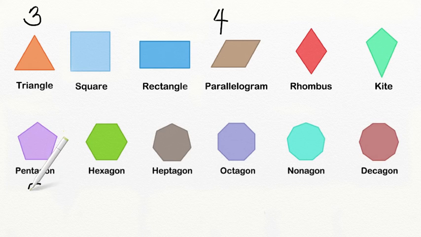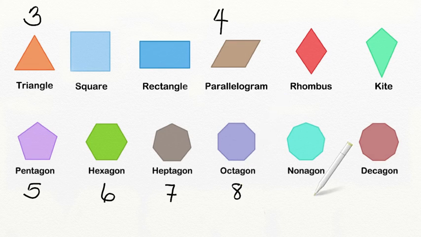5-sided polygons are called pentagons. 6-sided polygons are called hexagons. 7-sided polygons are called heptagons. 8-sided polygons are called octagons. 9-sided polygons are called nonagons. And 10-sided polygons are called decagons. All right, let's go ahead and use this to practice our polygons.